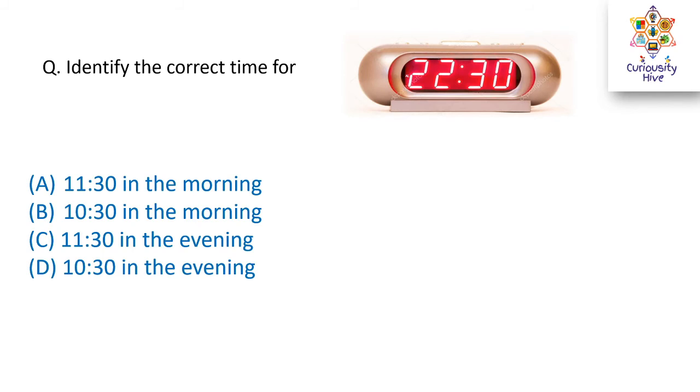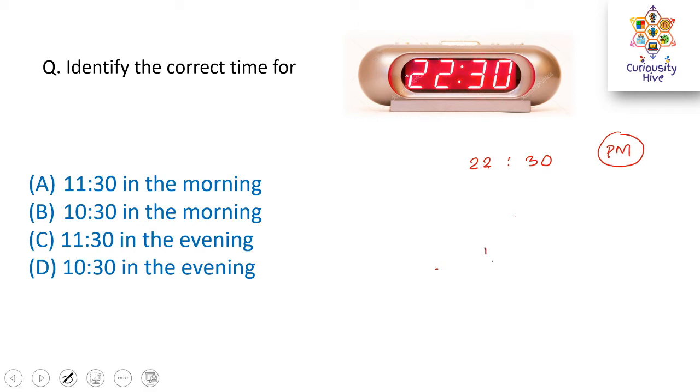Next question is, identify the correct time for 22:30. The options given are A, B, C, D. Let's choose this together. So 22:30 is a time after 12. Hence we know that it is a post meridian or an evening time.